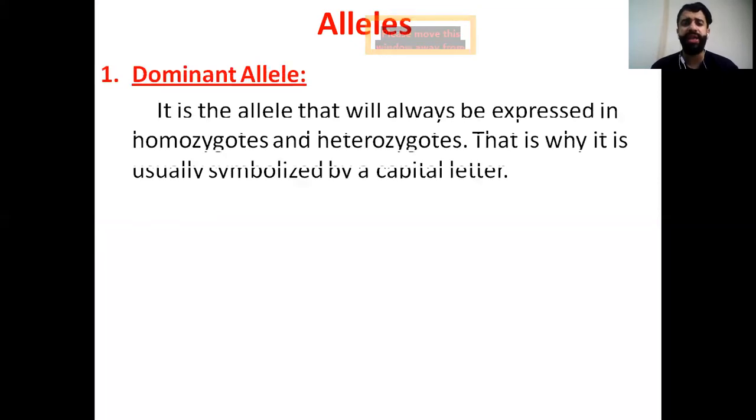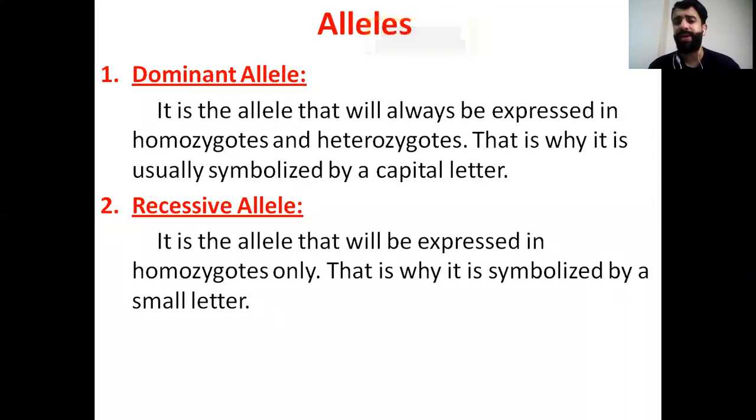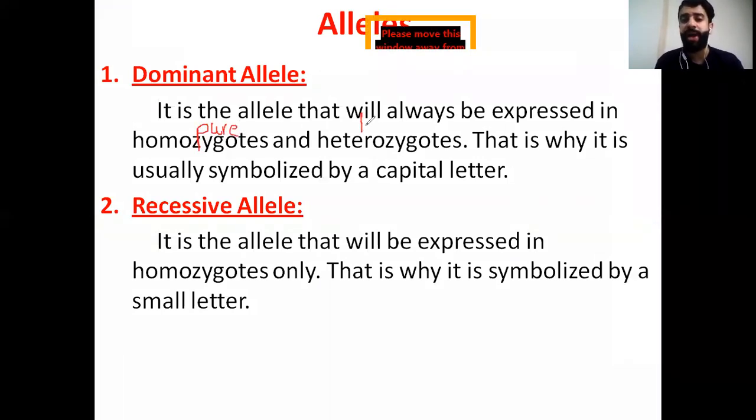Before we start, let's remember together the meaning of the dominant allele and the recessive allele. We said that the dominant allele is the one that is expressed in both homozygous or heterozygous, in both the pure or the hybrid. That's why it's the dominant, and it's usually symbolized by a capital letter. However, the recessive allele is the allele that is expressed only in the homozygous with two weak alleles. That's why it's usually symbolized by a small letter.